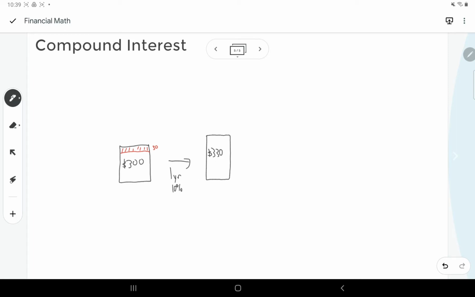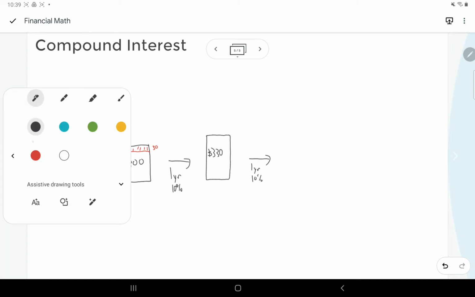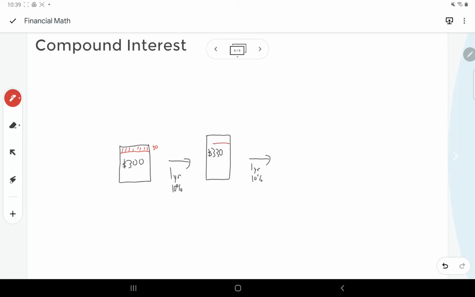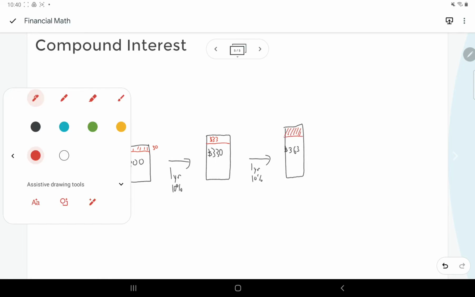Okay, and then the next year, when you take 1 year, 10%, you take 10% of this principal, which is going to be a little bit bigger. In this case, it's going to be $33. And then your new principal is going to be bigger. It's going to be 330 plus 33, which is $363. And so on, and you're just going to keep going up like that, right? You're taking 10% of this principal and continuing to go up.